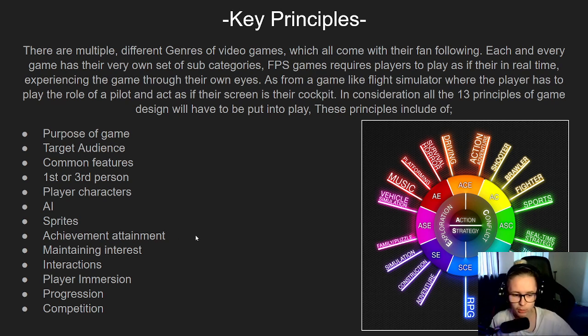Achievement attainment. Are there going to be any achievements players can obtain? Can they achieve goals? Are there going to be little quests they can take? Maintaining interest, as we talked about on the other slide. Make sure there are challenges included in the game. If there are no challenges, then how are players going to play the game? Interactions. How will the players interact with the game? Again, that could be via AI, let's say tutorial people or people they can talk to.